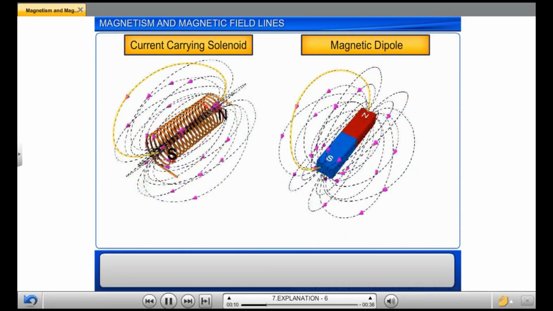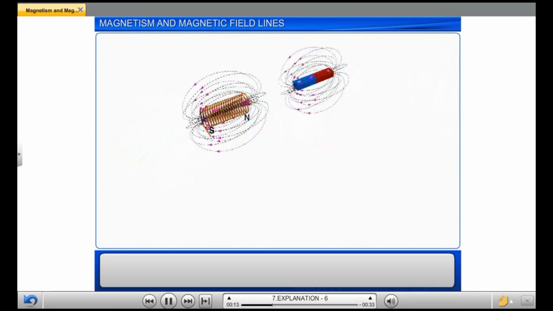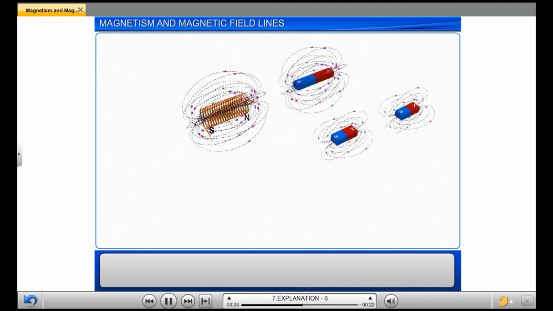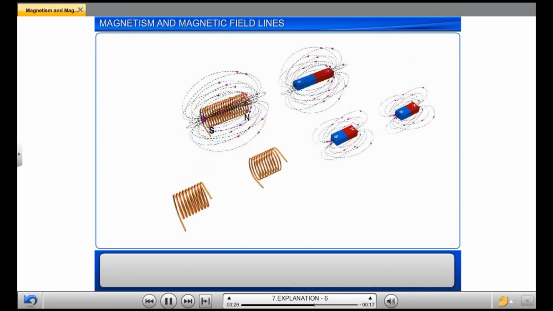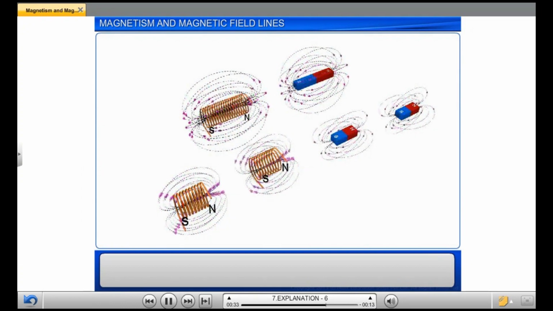We learnt earlier that if a bar magnet is cut into two pieces perpendicular to its length, two small bar magnets are formed. Similarly, if a solenoid is cut perpendicular to its length into two parts, two solenoids of smaller length are obtained. The two solenoids produce weak magnetic fields around them. Thus, each smaller solenoid acts like a small bar magnet.